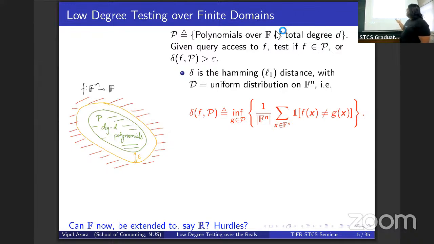So delta of f, P is defined as: you take the closest member g in the property P, and you take the minimum fraction of the number of points in the domain over which f needs to be modified to make it equal to g. So f is the same as the capital A in the previous slide? Yes, so A is the function that you are testing for. And here we've specialized to the property being polynomials over F, and the member is some function from F to F.